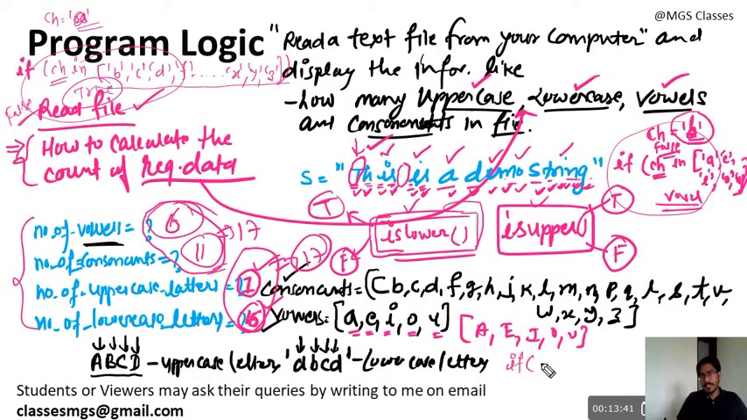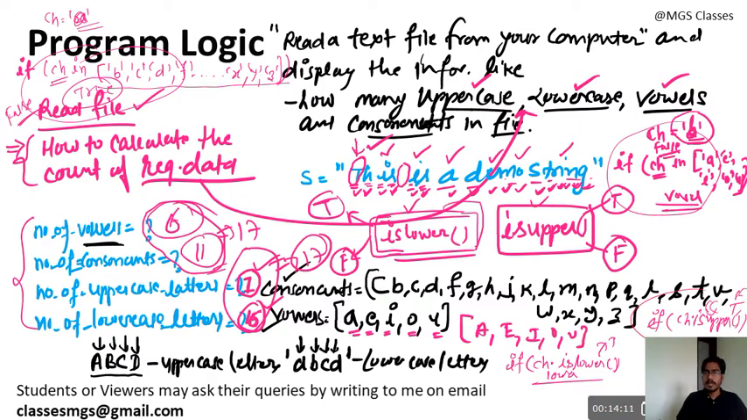If ch dot islower returns true, that means we will know that it is a lowercase letter. And if we want to check if it is uppercase, then we will write ch dot isupper. In that case it will return true only when the character is in uppercase, otherwise it will return false.